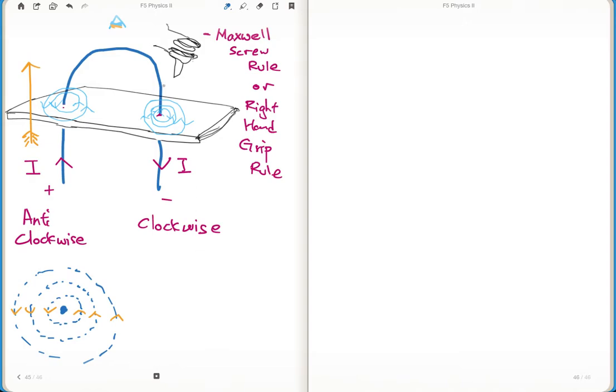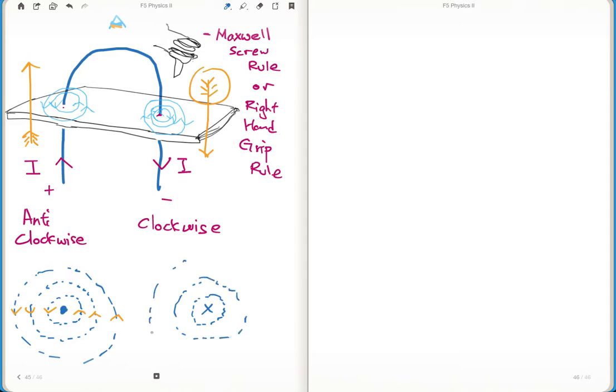Now here, what happened? Your eye will see the arrow going into the surface, right? Your arrow goes down, so you will see the tail. To represent that, it will be a cross. Cross means going into the surface. Those are the patterns for current-carrying wires.